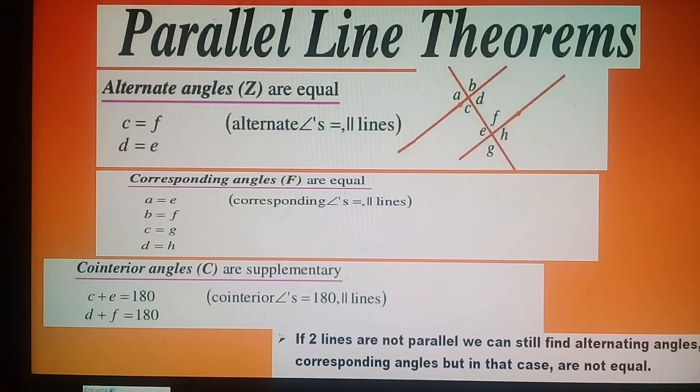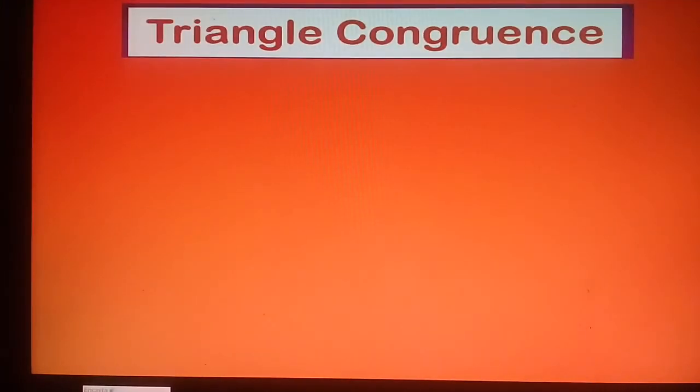We can find alternating angles and corresponding angles that are not equal. Wow, how nice. I hope it is clear now in the parallel lines. Let's just move on. We have triangles, congruent.